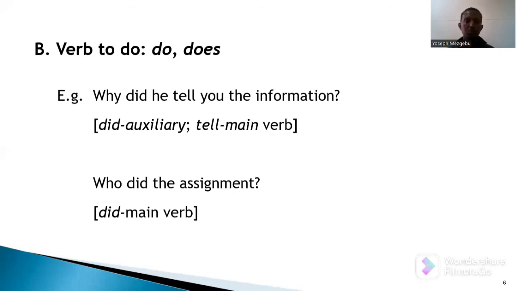Here is the verb to do: do, does. Why did he tell you the information? Tell here is the main verb, whereas did is the auxiliary verb.